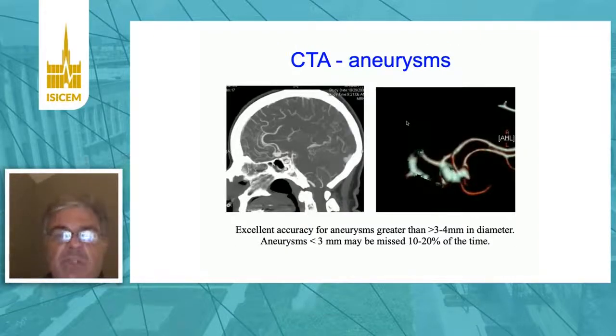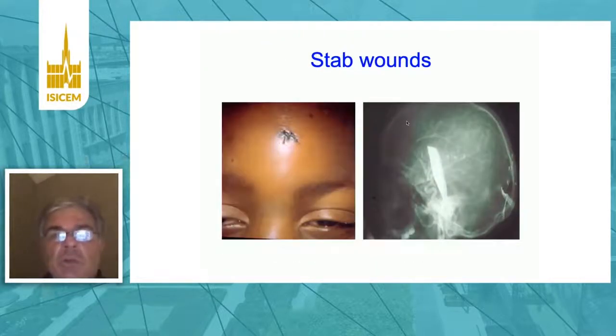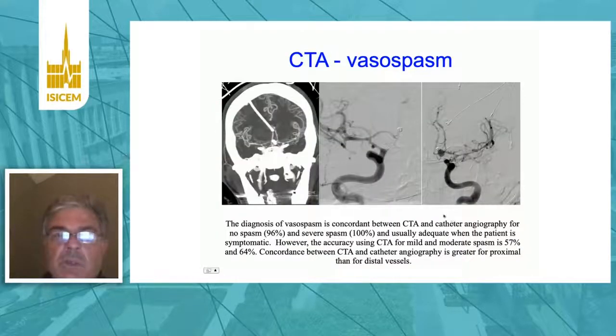Aneurysms might be seen on CTA. These can be seen anything larger than 3 millimeters in size. It's important to look for these when there's penetrating trauma, particularly through the frontal-basal area, when you see subarachnoid hemorrhage along the trajectory of a penetrating object, and if there are bullet fragments, for example, in the sylvian fissure, or a delayed hemorrhage occurs. Here is a patient who had a stab wound, was neurologically fine, but the knife blade broke off in the blood vessel. You can see its relationship to the sylvian fissure vessels.